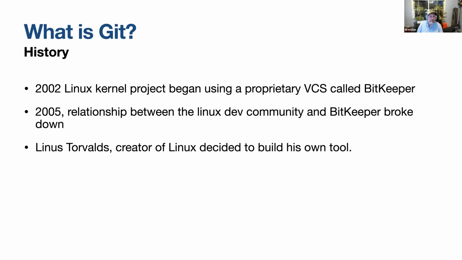So that brings us to what is Git. I'll talk a little bit about the history of Git. In 2002, so I want to mention that Linux started in 1991, not 2002, but the way I worded this, it kind of makes it sound like Linux started in 2002. But the Linux kernel project began using a proprietary version control system called BitKeeper. In 2005, the relationship between the Linux dev community and BitKeeper broke down. So Linus Torvalds, the creator of Linux, decided to build his own tool.